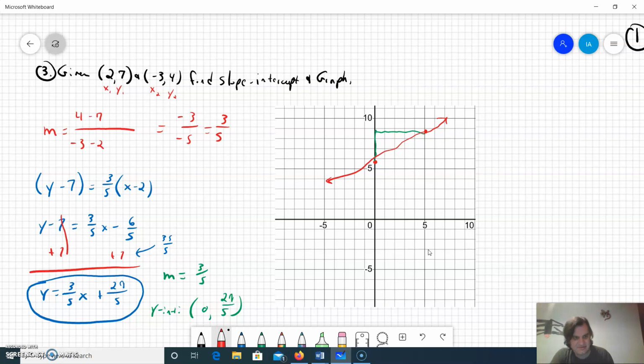The points were 2, 7. Let's see if we're anywhere near that. 2, 7 would have been right about here, so that worked out pretty good. And negative 3, 4, I missed it, but that's because I'm not a good drawer. But that's where the 2 points would be, so that works out perfectly. Now we're going to go to practice problem number 4.